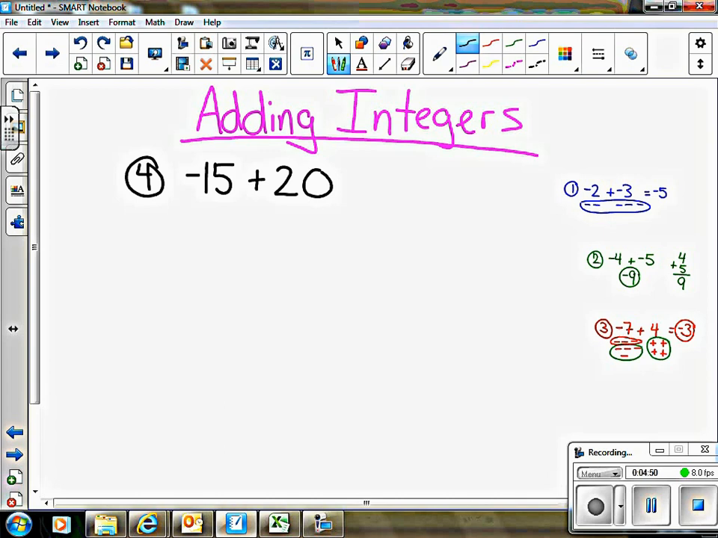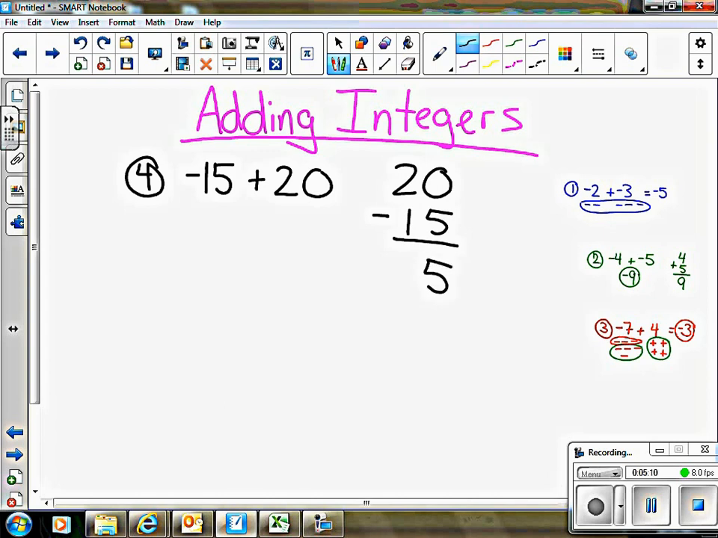So I'm always going to put the bigger number on top, the bigger absolute value on top. So the biggest absolute value here is 20. And I'm going to subtract the other number, 15. At this time, I'm looking only at absolute values. I'm ignoring their signs at this time, okay? So I'm going to do 20 minus 15, and I get 5.